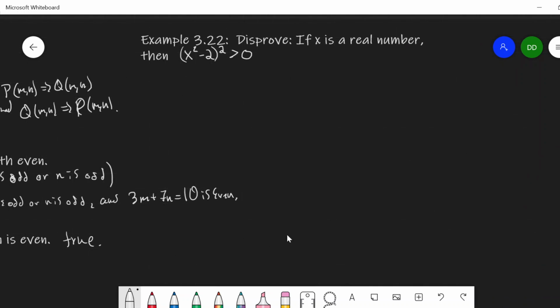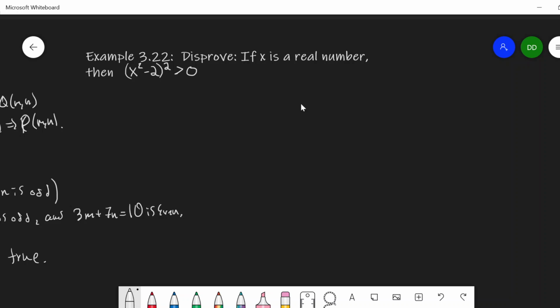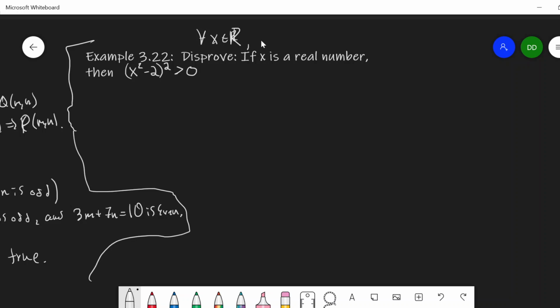All right, let's do one more example here. That doesn't have to deal with even and odd. I'm probably getting sick of it. Disprove: if x is a real number, then (x squared minus 2) squared is strictly greater than 0. So what does this statement look like? Well, we could write it like this. For all real numbers x in R, (x squared minus 2) squared is greater than 0.